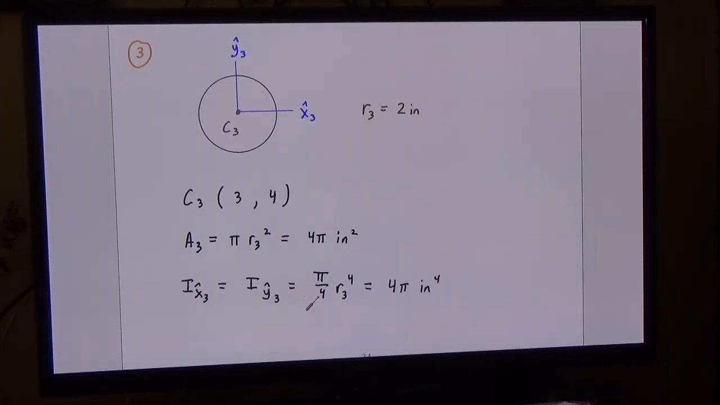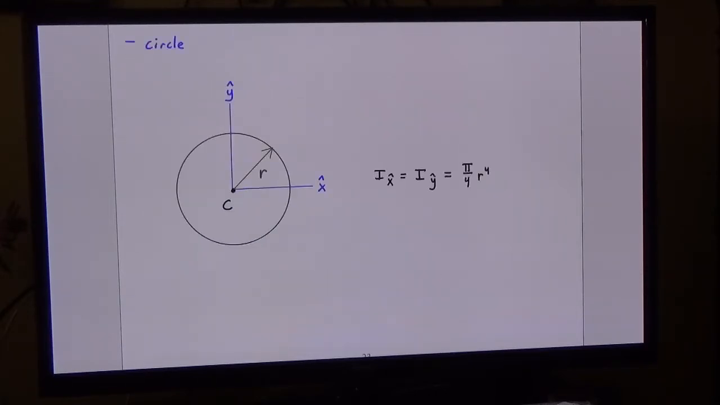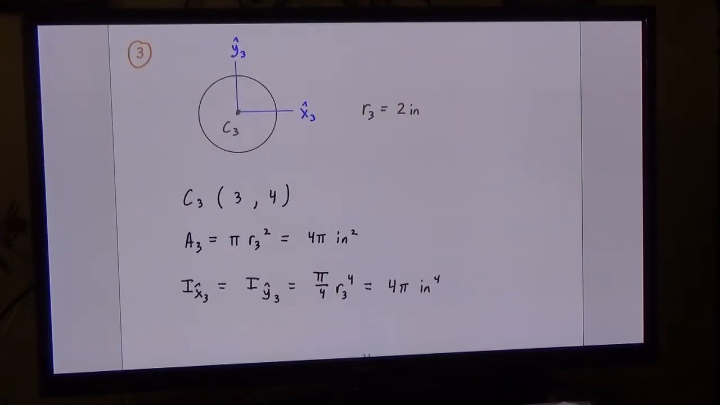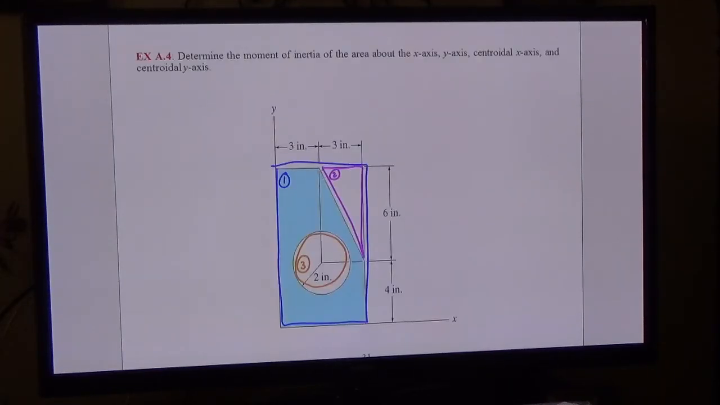So notice like this, for instance, this equation, pi over 4 times r to the 4th, comes directly from the reference figure, pi over 4 r to the 4th. So as I said, what I'm focusing on in this question is really how do I calculate moment of inertia about the centroidal x and centroidal y axis.